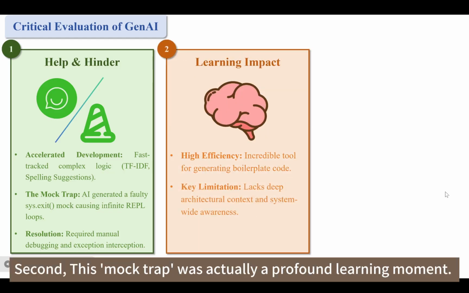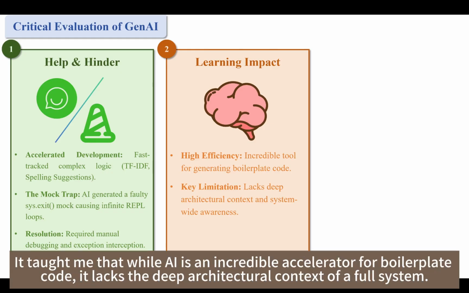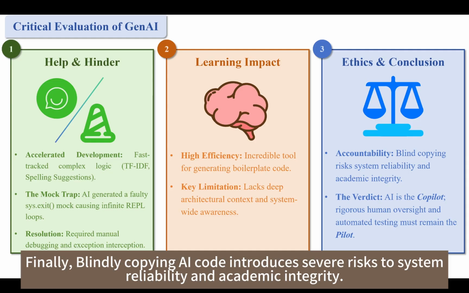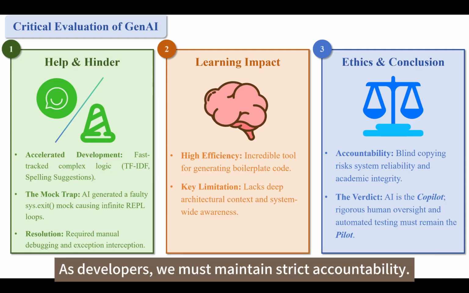Second, this mock trap was actually a profound learning moment. It taught me that while AI is an incredible accelerator for boilerplate code, it lacks the deep architectural context of a full system. Finally, blindly copying AI code introduces severe risks to system reliability and academic integrity. As developers, we must maintain strict accountability.